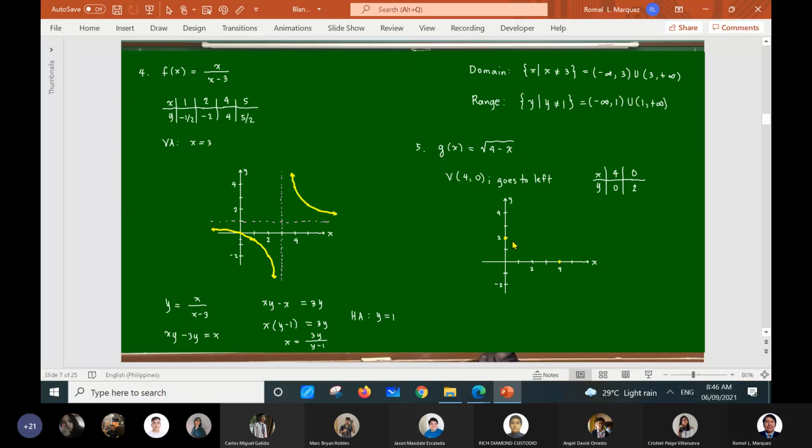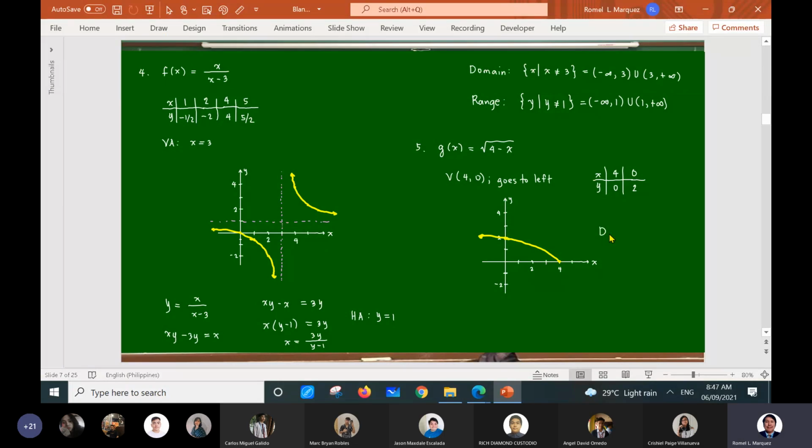So approximately it's like this. Then it goes upward, gradually. The lower part is like this, reflection of this. But we want only the upper part because this is the positive radical. Clear, guys? So that's the graph.